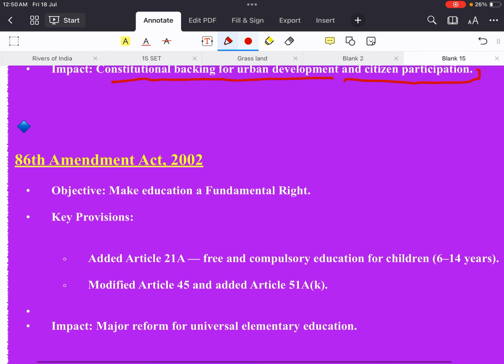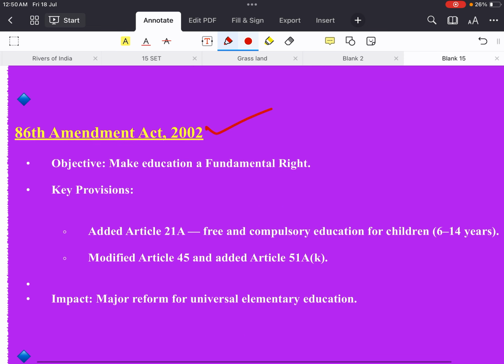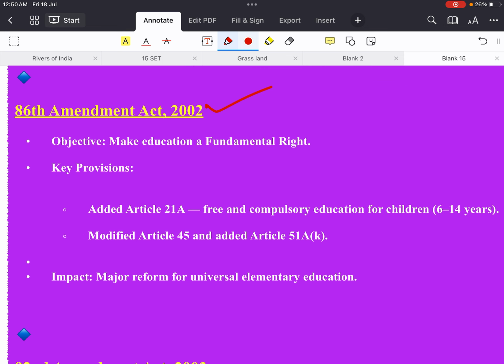Then next, our 86th Constitutional Amendment Act 2002. What was the objective? Make education a fundamental right. What were the key provisions? Added Article 21A, free and compulsory education for children between 6 and 14. Modified Article 45 and added Article 51A(k). Impact: major reform for universal elementary education.